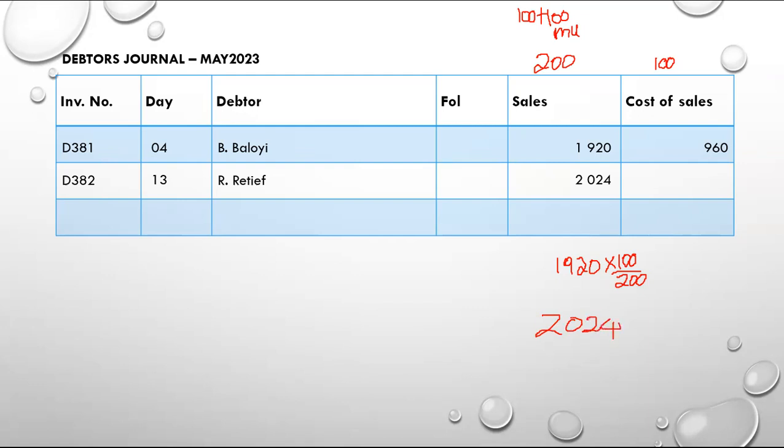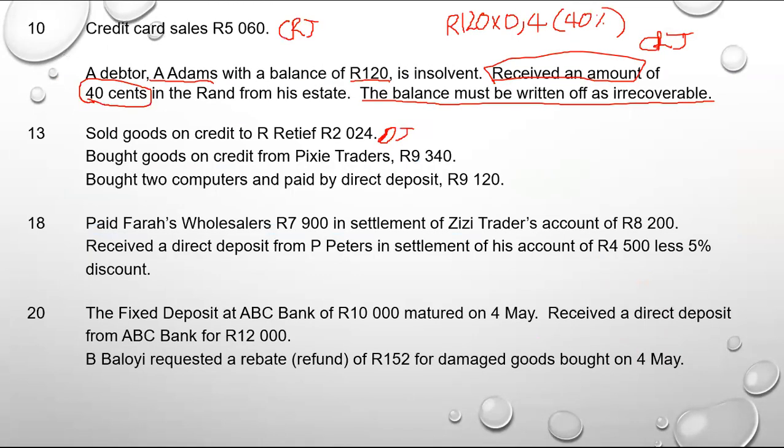multiplied by 100, and divided by 200. It'll give you cost of sales amounting to 1,012. Done with it. Be smart, smarties. Okay, let's move on to the next one.